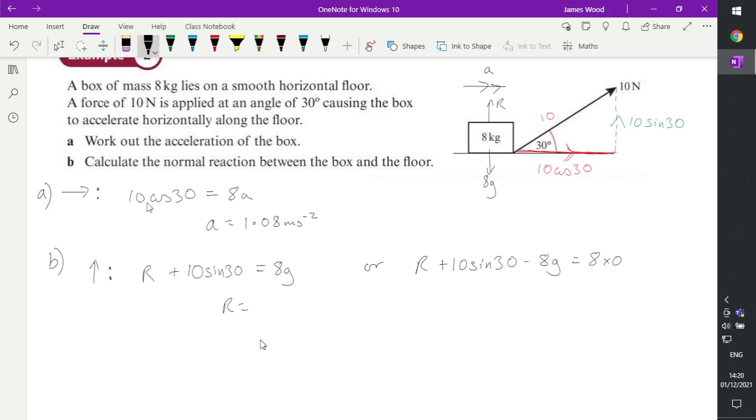Now we can solve this. So 8 times 9.8 minus 10 sine 30, and we get 73.4 newtons.